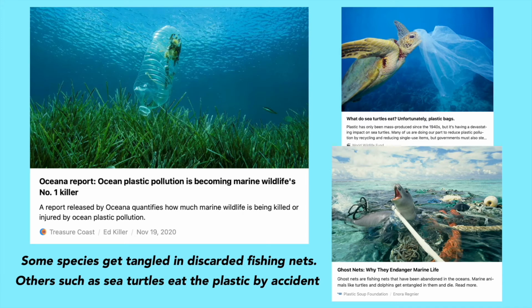Some species get tangled in discarded fishing nets. Others, such as sea turtles, eat the plastic by accident. Unfortunately, a plastic bag floating in the ocean looks a lot like a jellyfish, which is the turtle's favorite food.